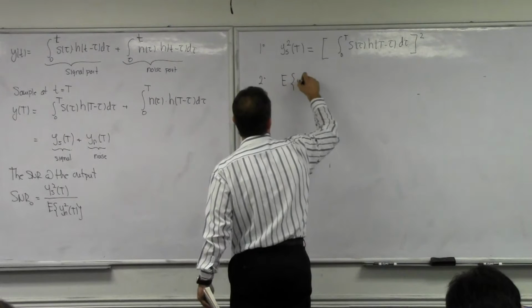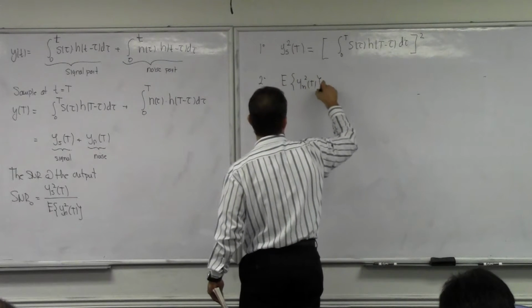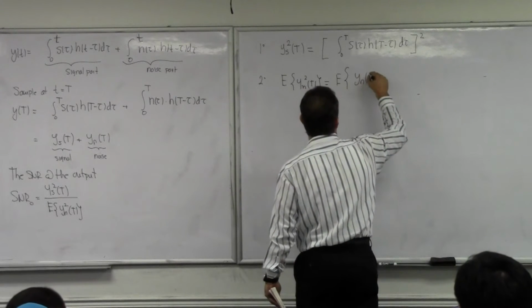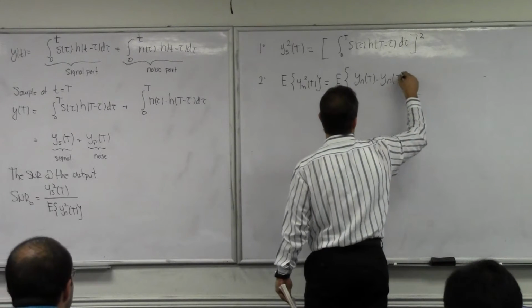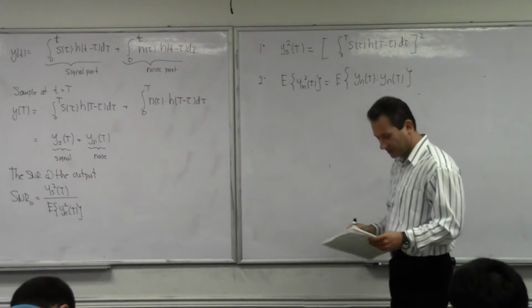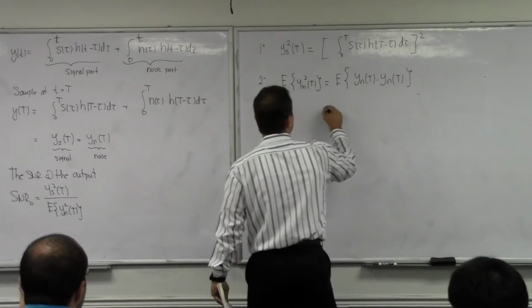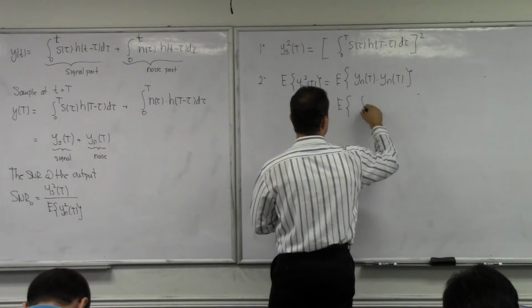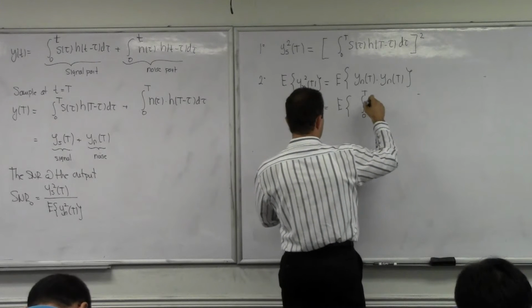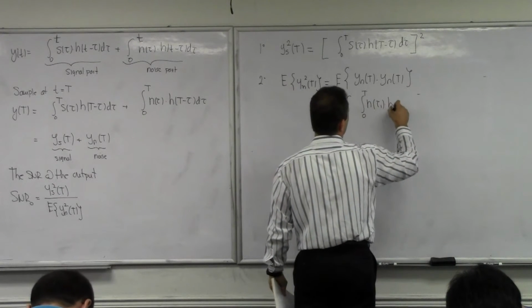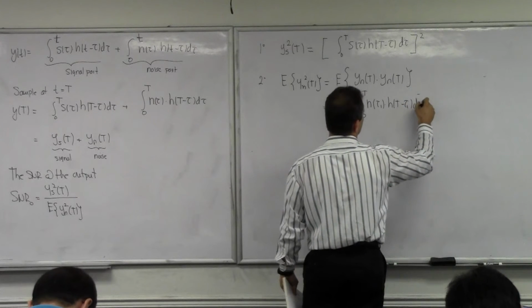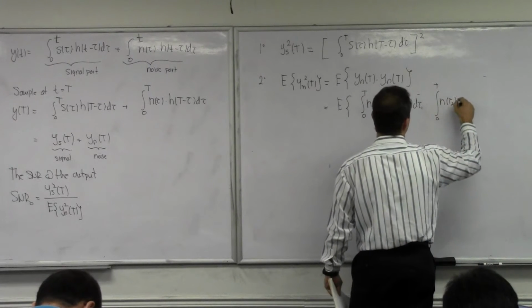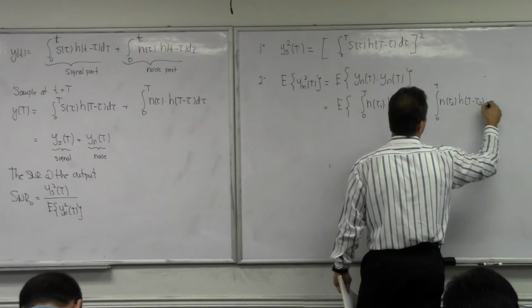Expected value, yn squared of T, sorry, is expected value of yn of T times yn of T. But then I decompose this. I say this is expected value of yn of T. I'm going to write this as integral from 0 to T of n of tau 1, h of T minus tau 1, d tau 1, times an integral from 0 to T of n of tau 2, h of T minus tau 2, d tau 2.